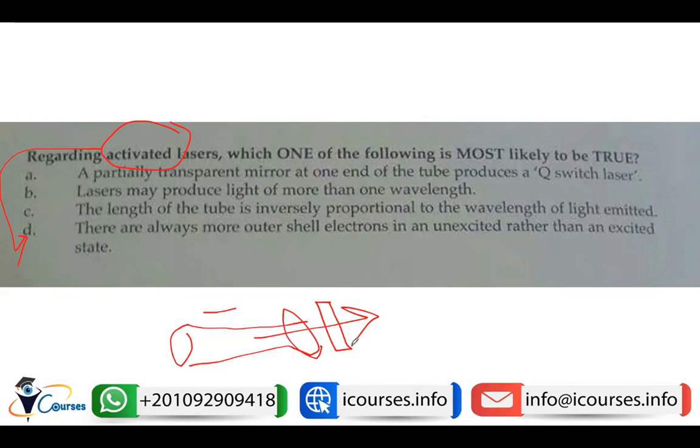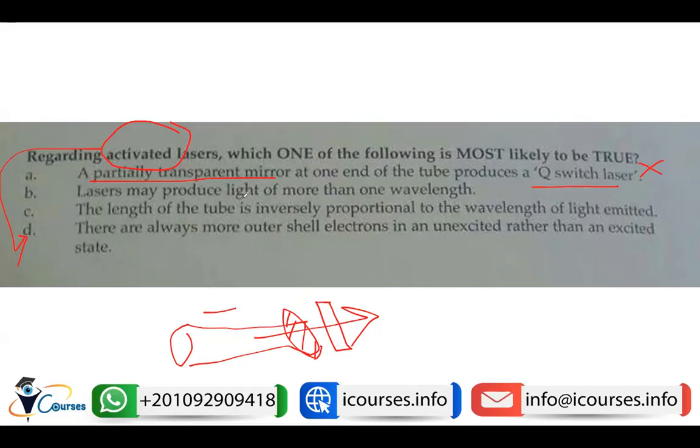This shutter is placed in front of one mirror to allow passage of shots of laser. This will maximize the energy and prevent the loss of laser. But this is not what happens. The partially transparent mirror is not the thing that allows the passage of laser in the Q switch. A partially transparent mirror at one end is what happens in the continuous mode laser, like for example the argon laser. Again, a partially transparent mirror is used for continuous laser, while a shutter is used for the Q-switched laser in order to allow the passage of laser. So this is not the true answer.